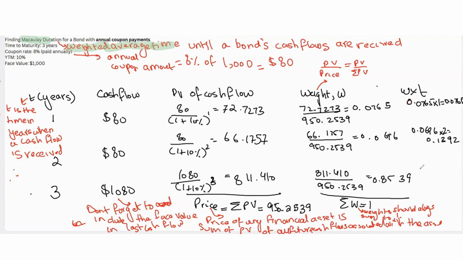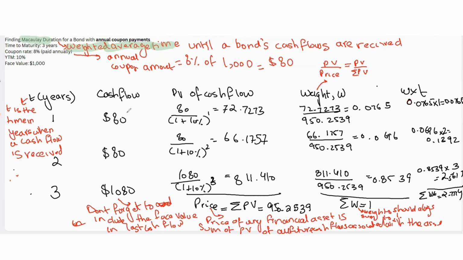Similarly, for this cash flow, we have the weight 0.8539 into the time for this cash flow, which is 3. And this will turn out to be 2.5617. So now if we do summation WT, having added up all the entries in this column, we get 2.7774, which is essentially our Macaulay duration.